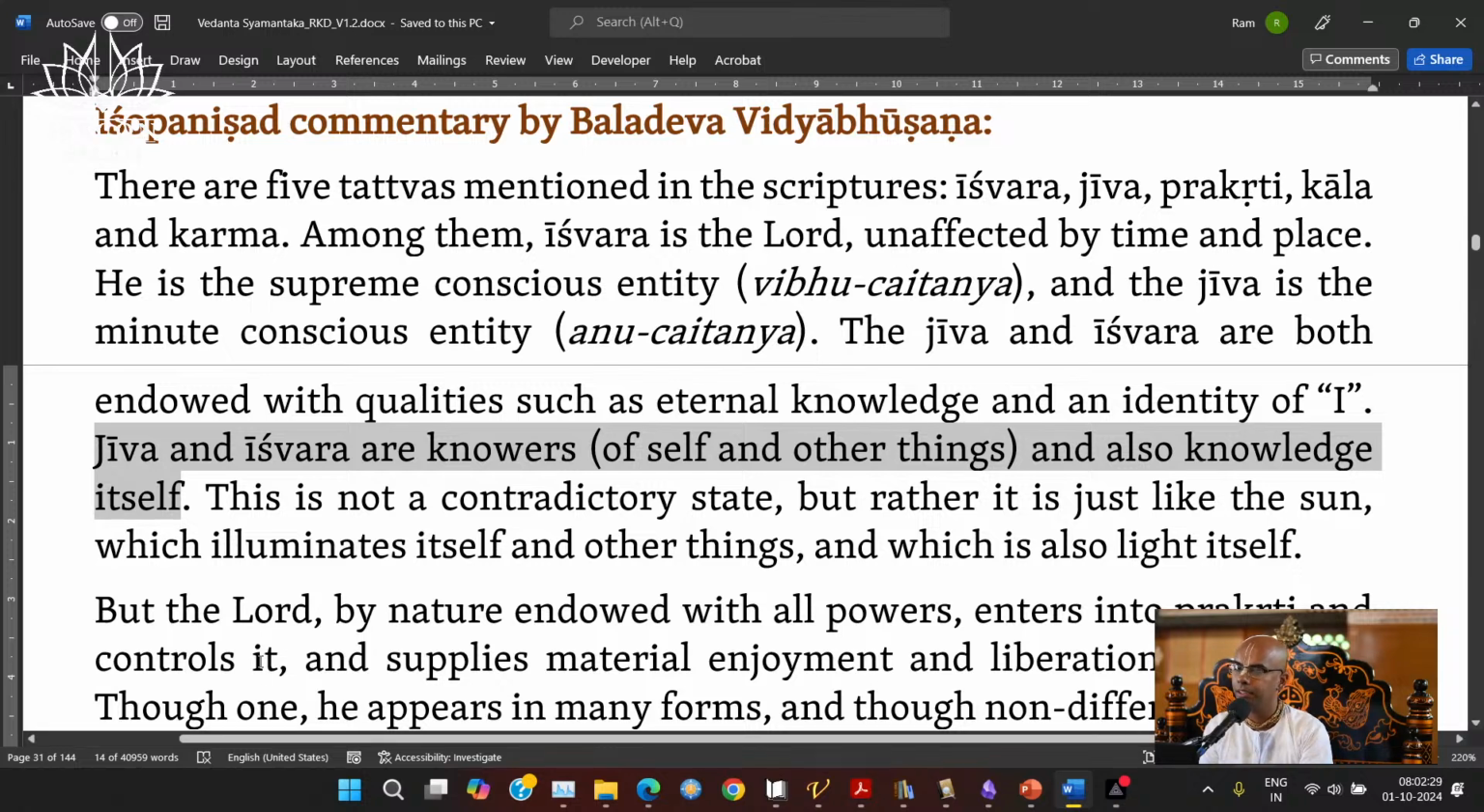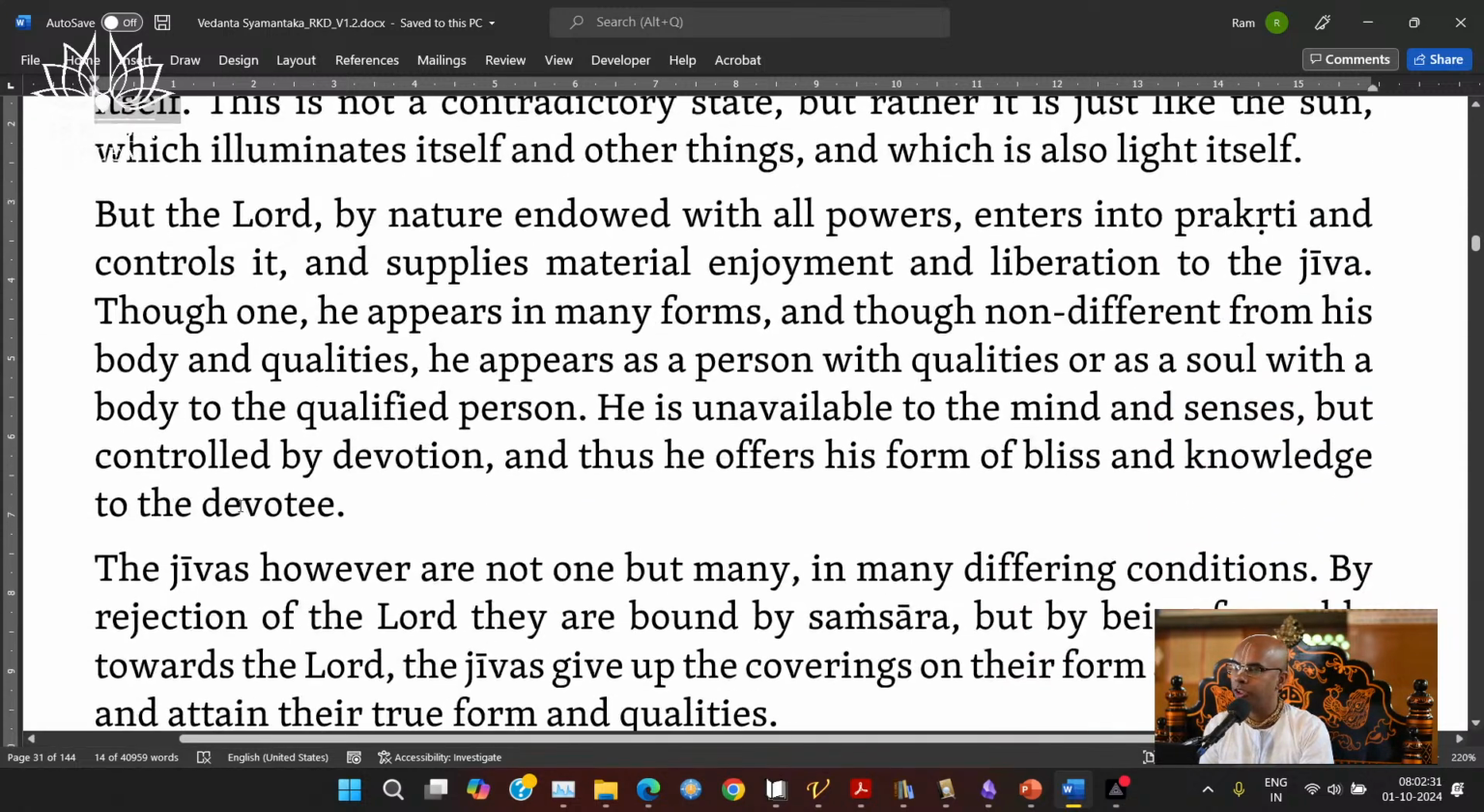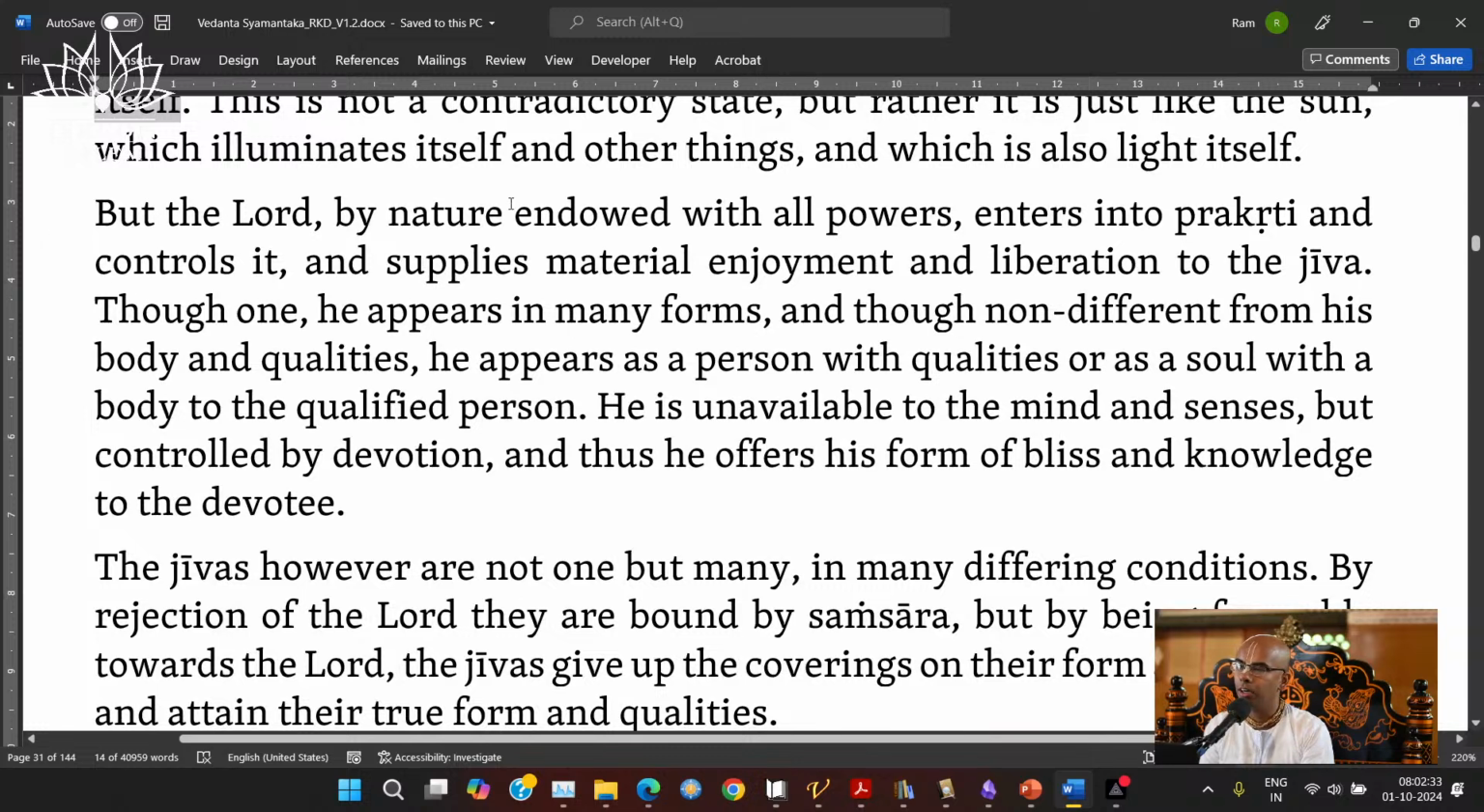Srila Baladeva Vidyabhusana continues, he says, but the Lord, by nature endowed with all powers, enters into Prakriti and controls it and supplies material enjoyment and liberation to the Jiva. Though one, he appears in many forms, and though non-different from his body and qualities, he appears as a person with qualities or as a soul with a body to the qualified person. So this again is just an elaboration of this concept of Vishesha. We will see that in detail later.